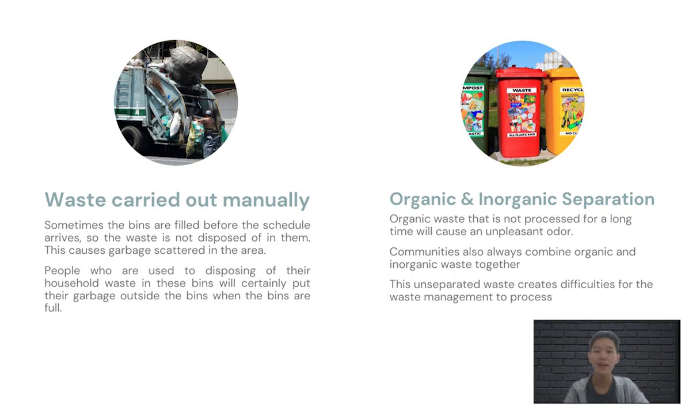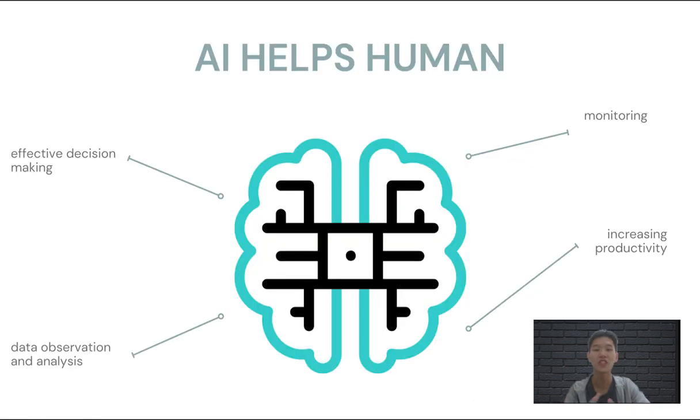On the other hand, the development of advanced technology makes human life easier. With artificial intelligence, human activities are increasingly facilitated. Artificial intelligence can help humans in terms of effective decision making, data observation and analysis, monitoring, increasing productivity, and so on. Plus, the emergence of various kinds of IoT such as Arduino, machine learning, sensors, and others makes more and more new smart products that can be designed to facilitate human activities.